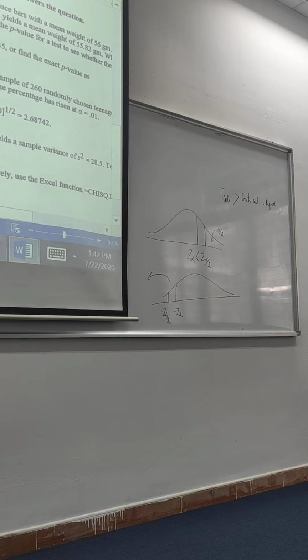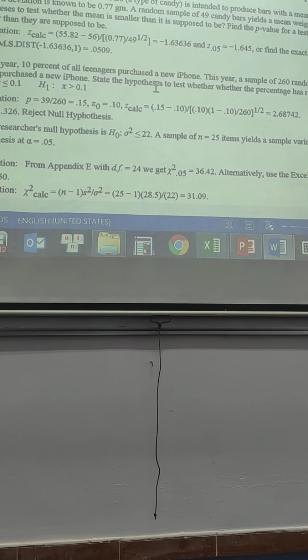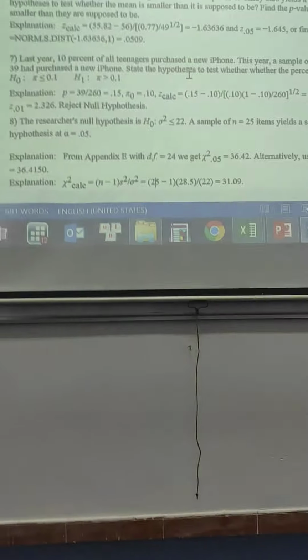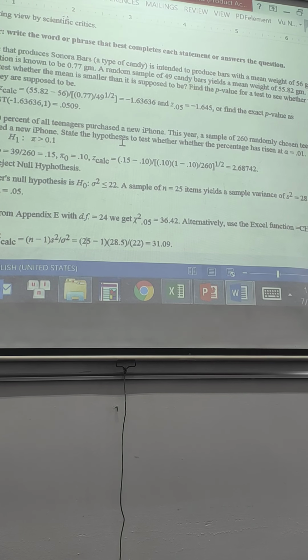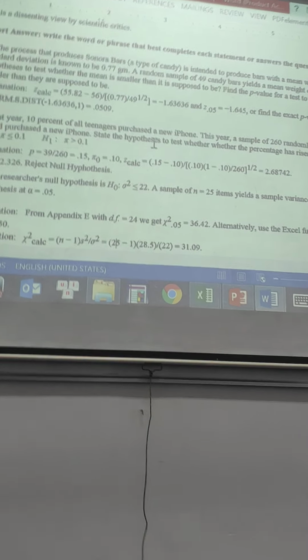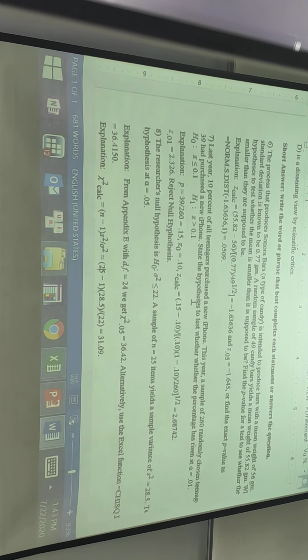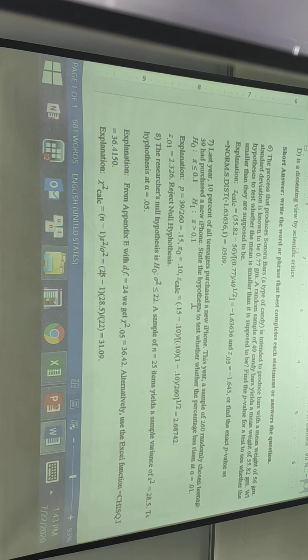Now look at number 6. First of all, we need to know what kind of test it is. Is it a Z test or a T test? Based on what information can we determine it is a Z test? The process that produced a Sonora bar, a type of candy, is intended to produce a bar with a mean weight of 56 grams, with a standard deviation of 0.77 grams.